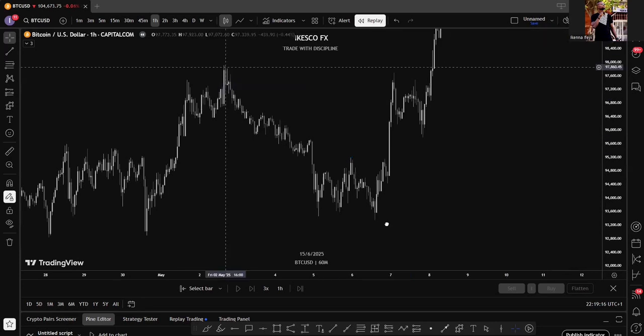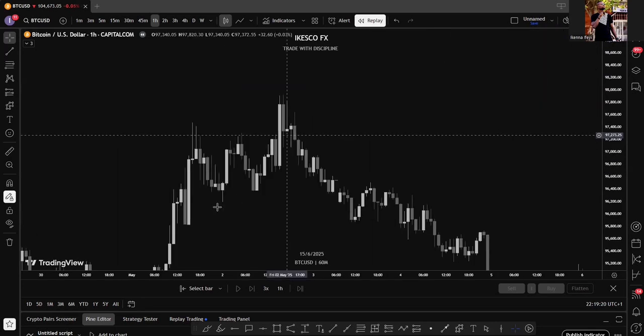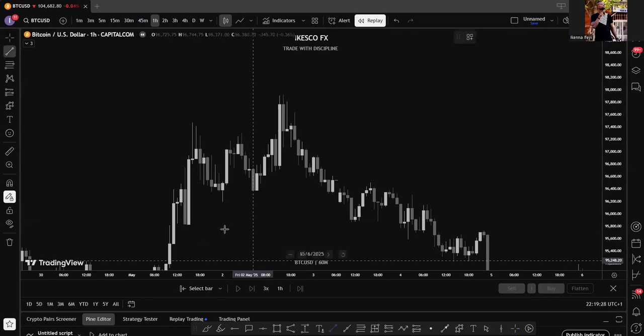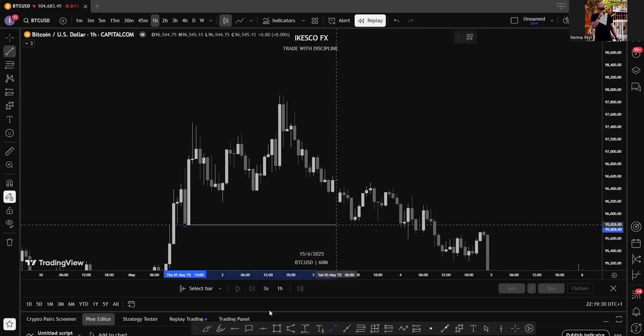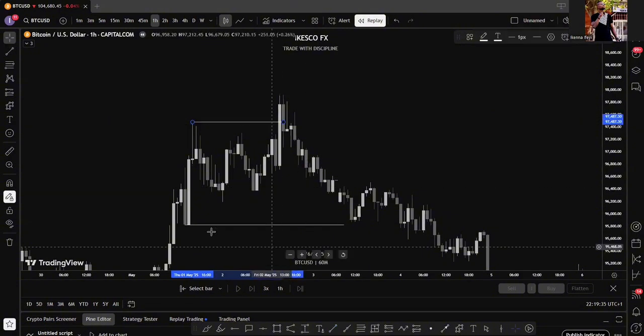Let's start from here. Now, this is the low. This is our previous low. This is our previous high, right? Now, we'll mark it out. This is the low. This is the high, right? So now, we have to wait for the market to take out either this low or this high.